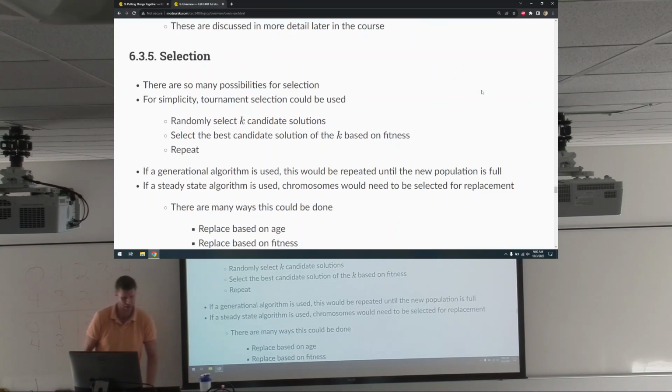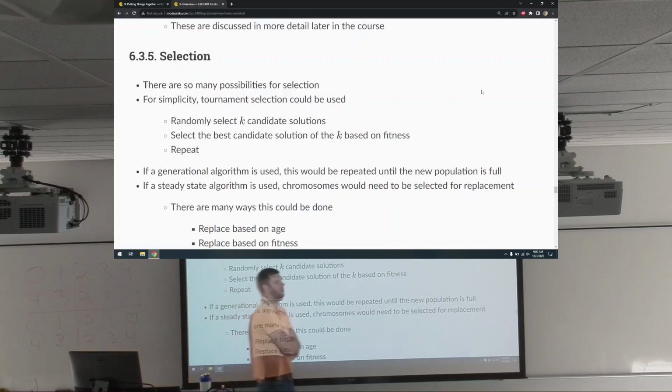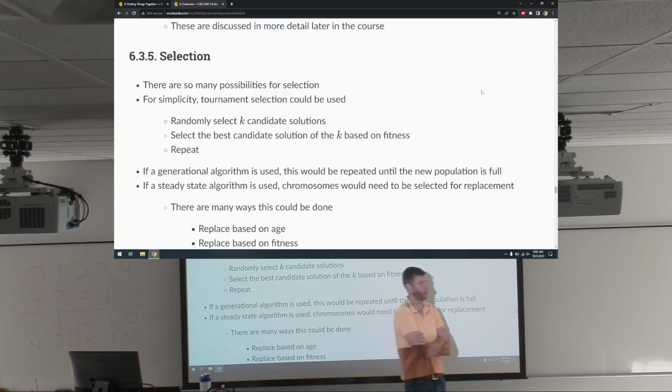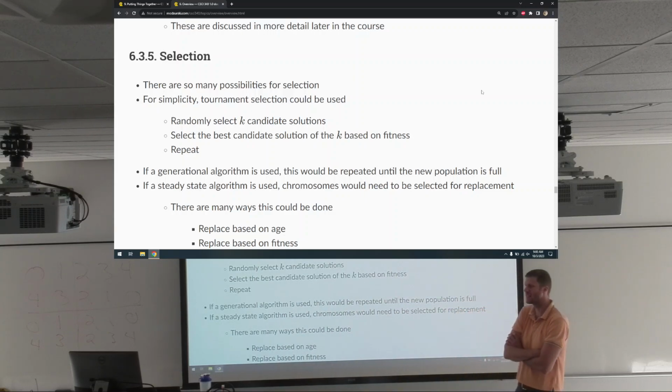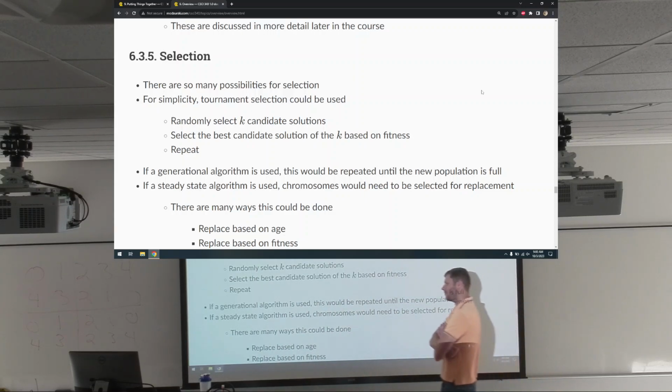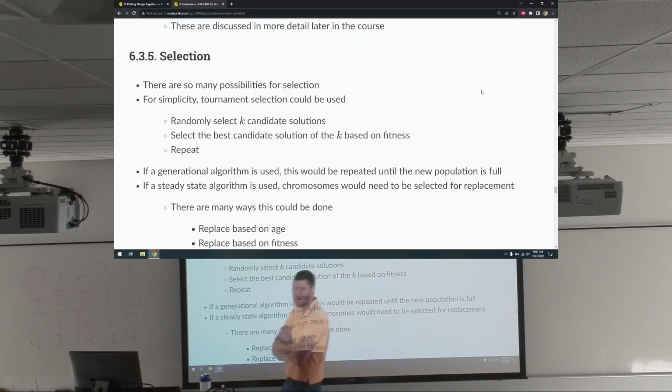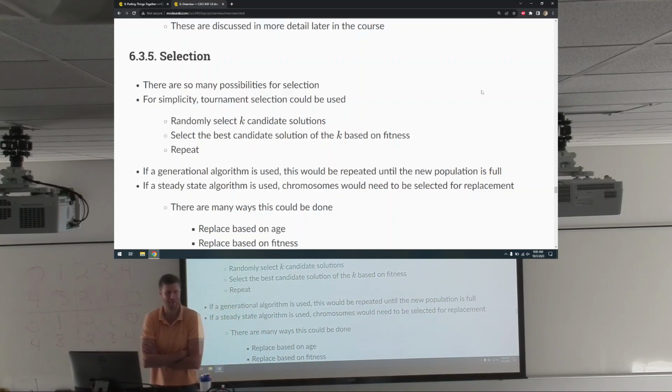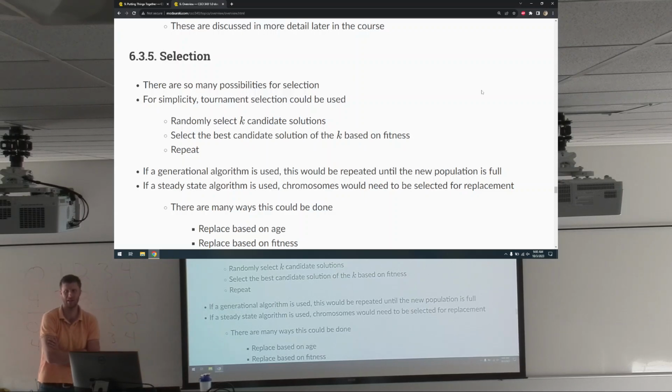Selection. There are a lot of possible ways we could do selection. I like tournament selection. It's easy and it works really well. What I like about it is it gives me that K. It allows me to tinker with how big the tournament size is. I can increase K to increase selection pressure. I can decrease K to reduce selection pressure. I like that.